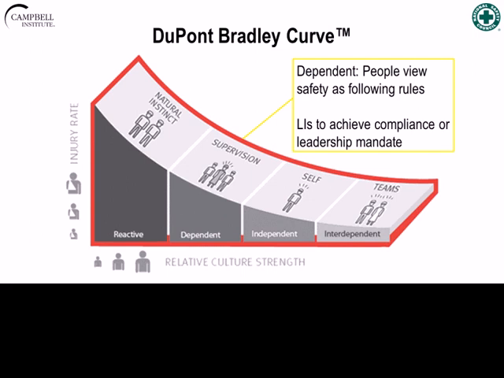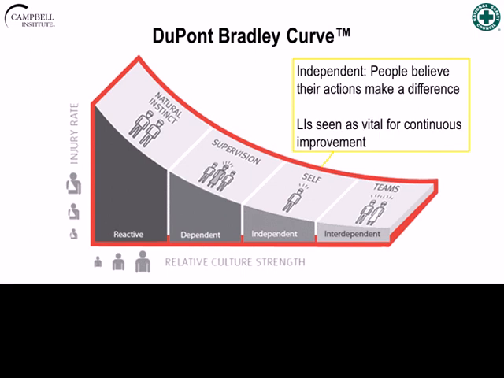The next stage is called independent, and this is a more advanced level of maturity. And this is where people take responsibility and believe that they can make a difference with their actions. And in this stage, leading indicators are seen as vital to continuously improve safety performance. And you start to see injury rates decrease even further.